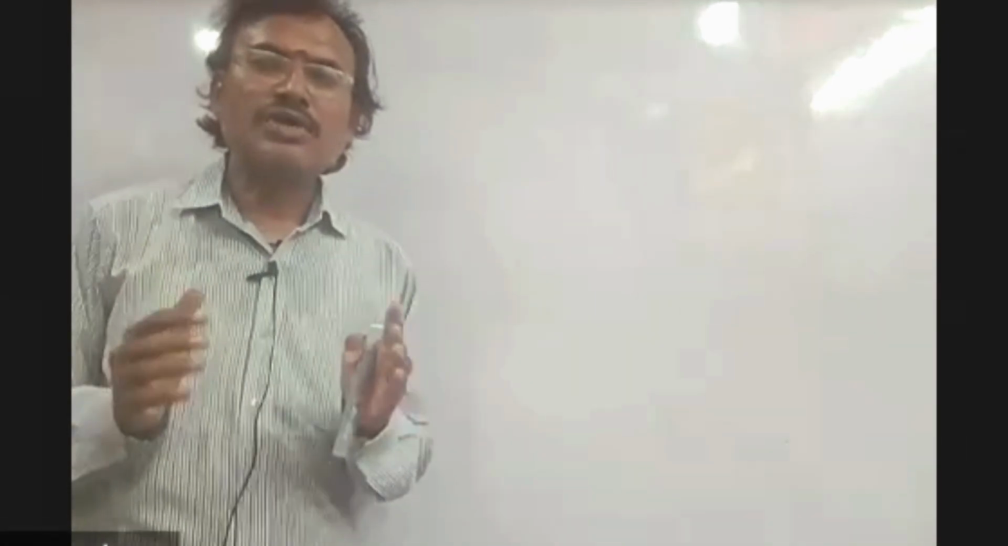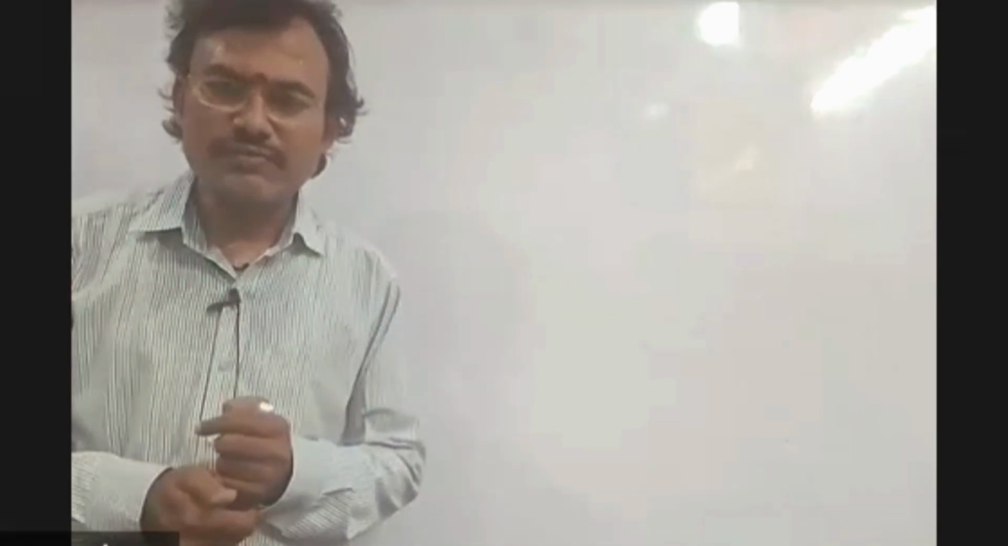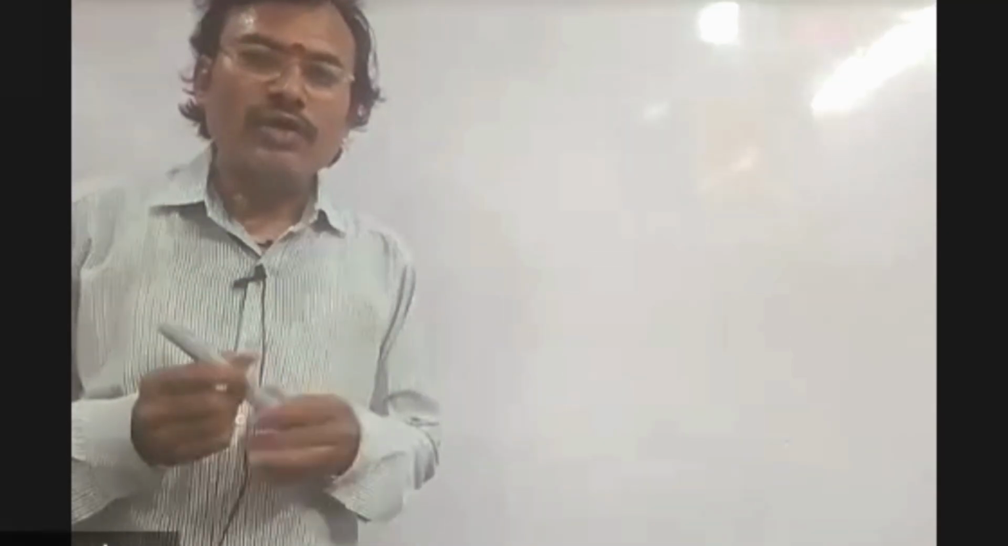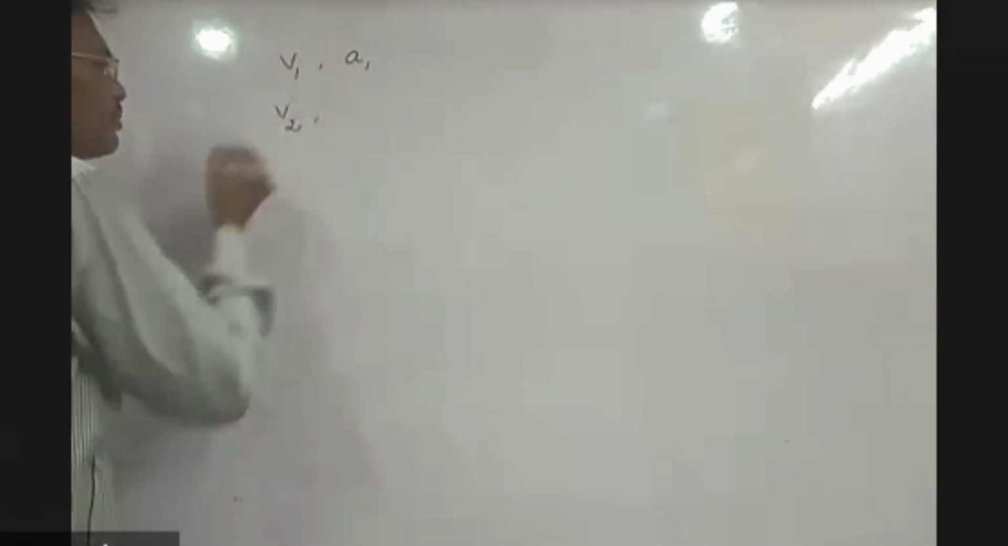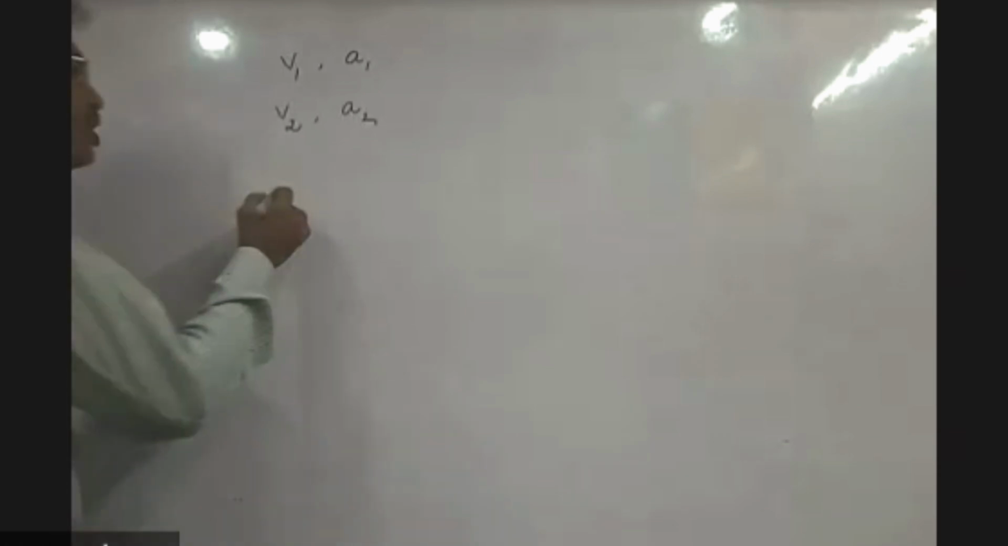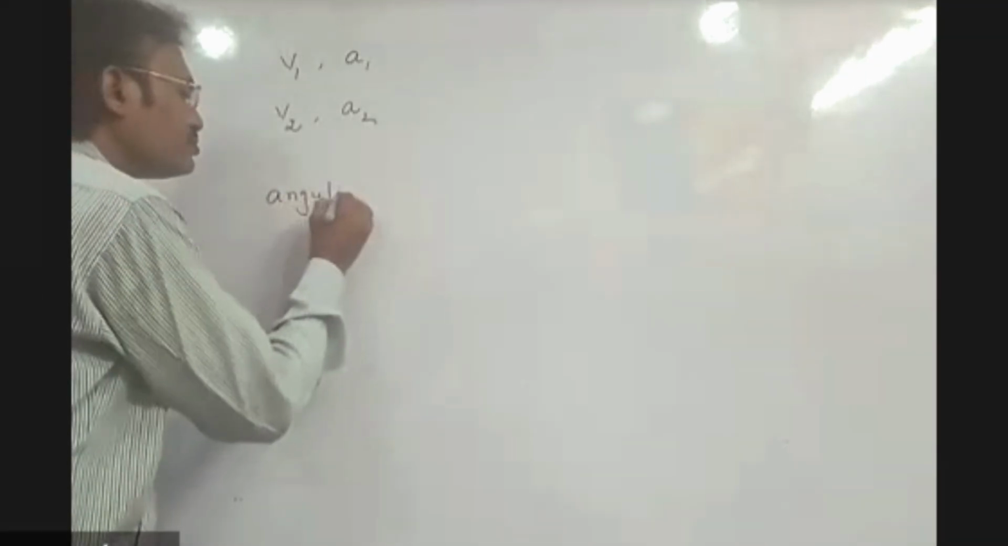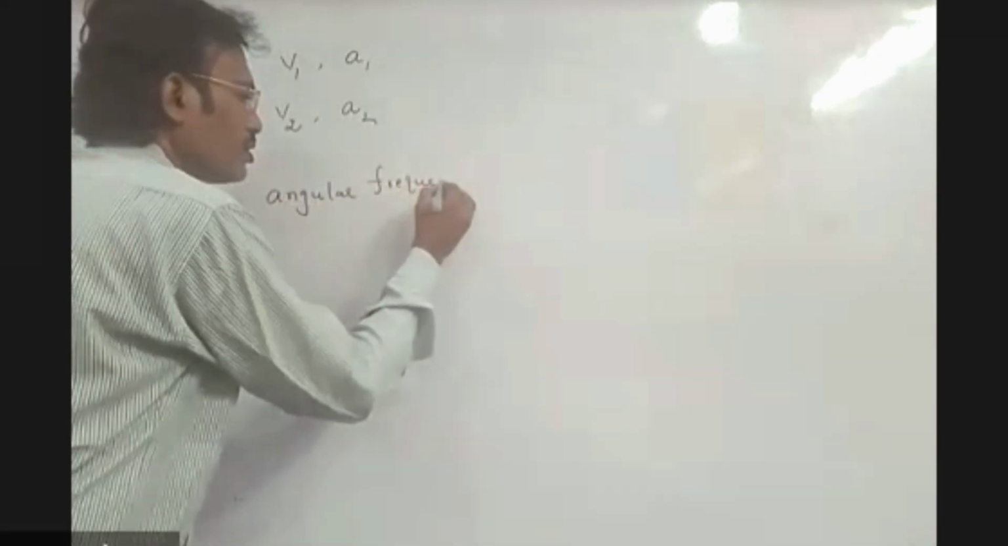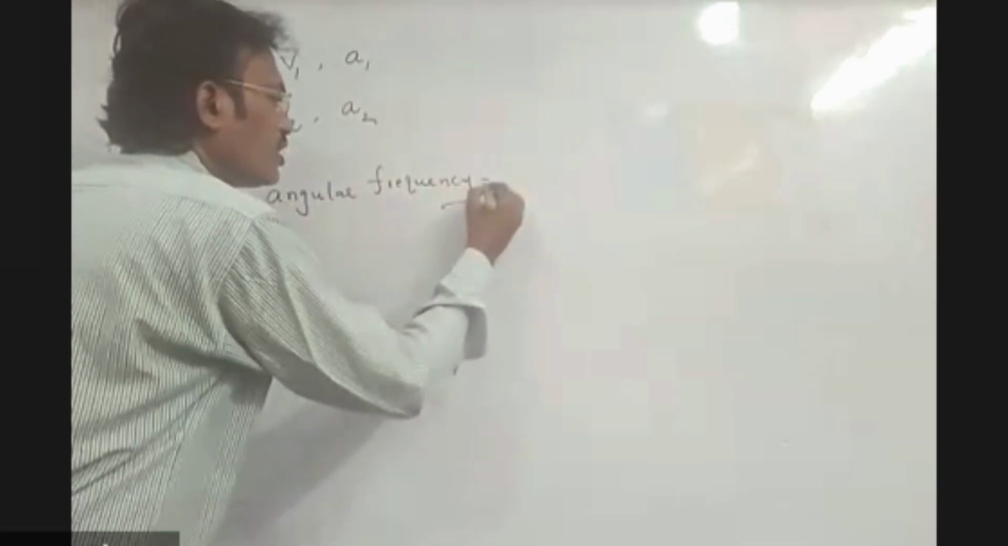Now the particle is in motion. The particle has two different velocities at two different positions, and two different accelerations at those two positions. At one position the velocity is v1 and the acceleration is a1. At another position the velocity is v2 and the acceleration is a2. Now we need to calculate the angular frequency of that particle.